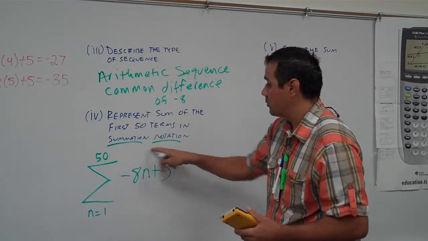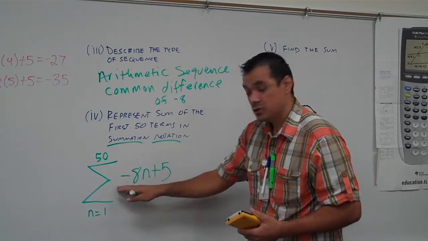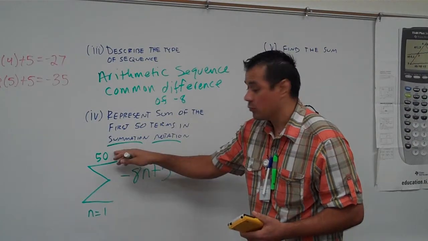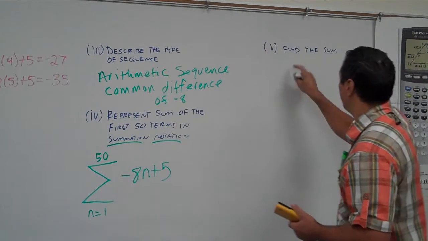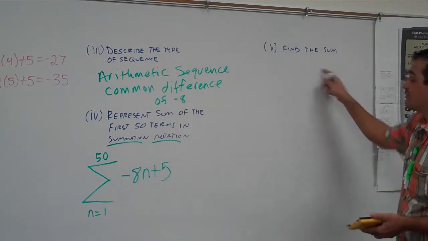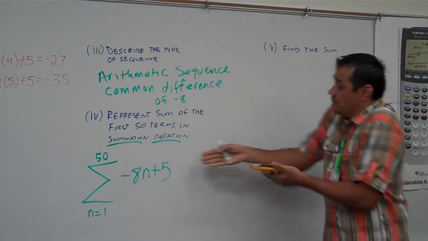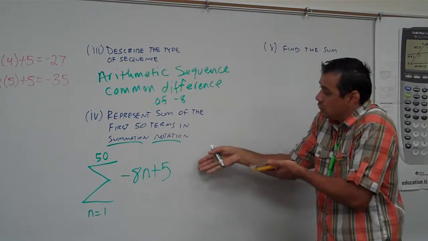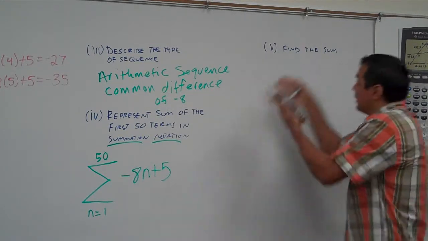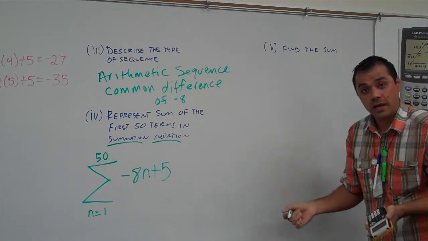So this is what we wanted you to do on this one. Okay? Summation notation, make sure your lower limit, your upper limit is there, and your equation. Okay? And that's it. And now, if we go over here to part 5, it says find the sum. Now, basically you're going to do exactly what this problem is asking you to do. So on this one, I just want you to represent it. On this one, I want you to actually do it now.